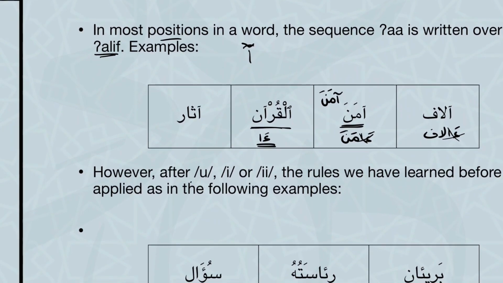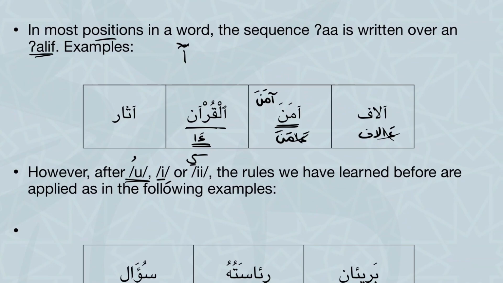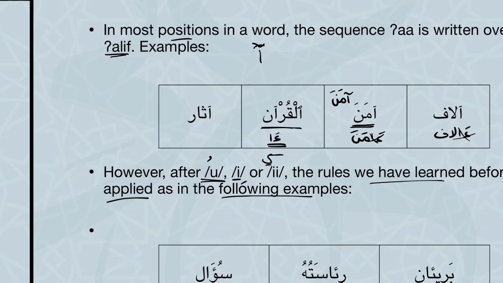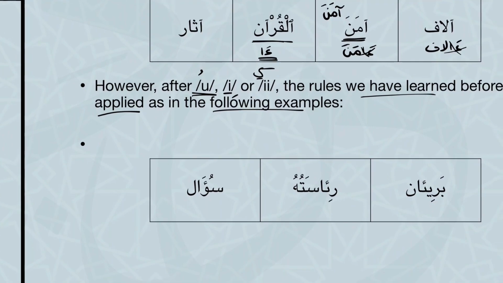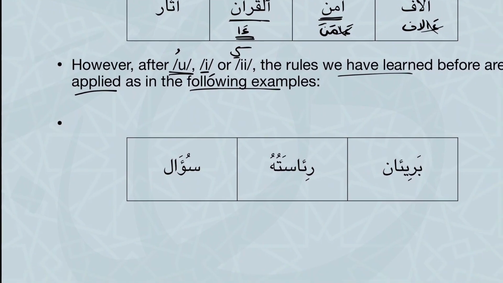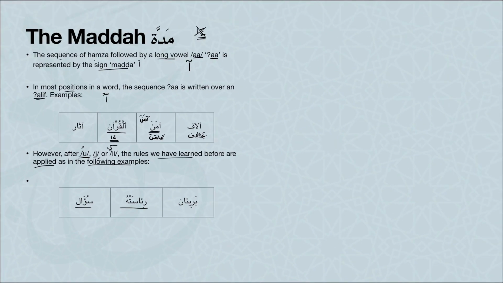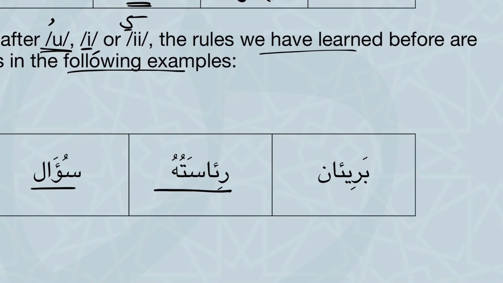However, if we find a hamza that has dhamma or kasra, or a long vowel, the rules we have learned before are applied in the following examples. We can refer to last week's lecture, where we discussed both the middle hamza and the final hamza, whether it comes at the end of the word or in the middle of it. So here we would see su'al written on a seat waw. Here we would see the hamza written on a ya seat. And here we would see the hamza written on a ya seat as well because of the vowel before it. Kasra, and the dhamma determines the seat.